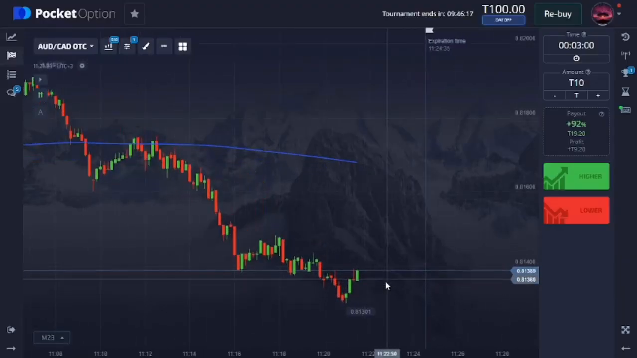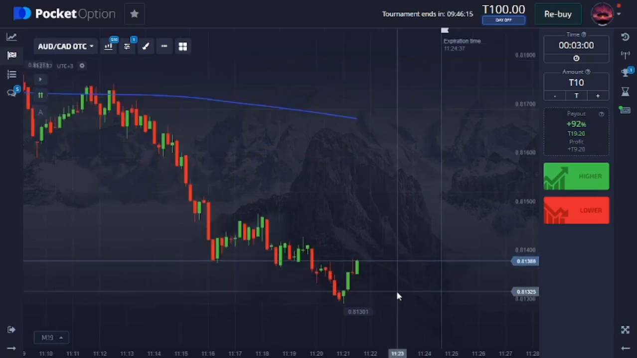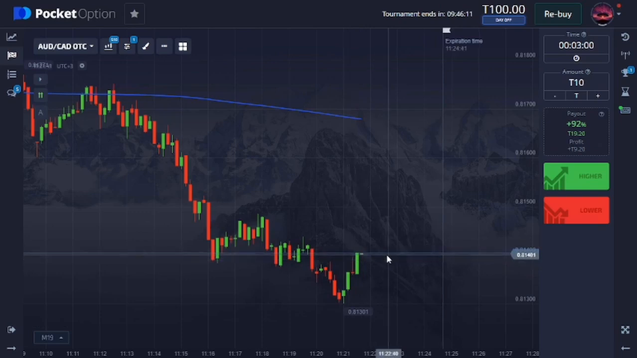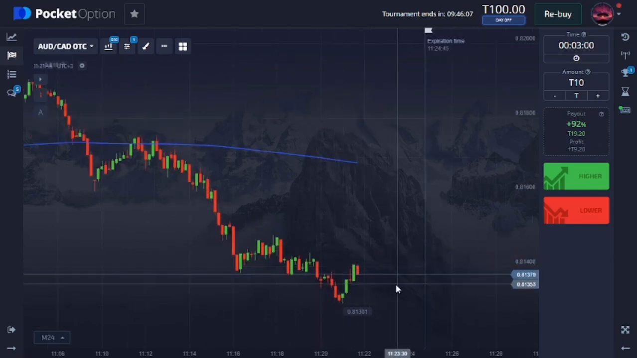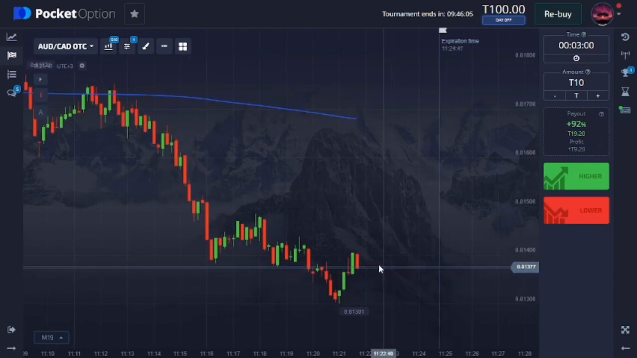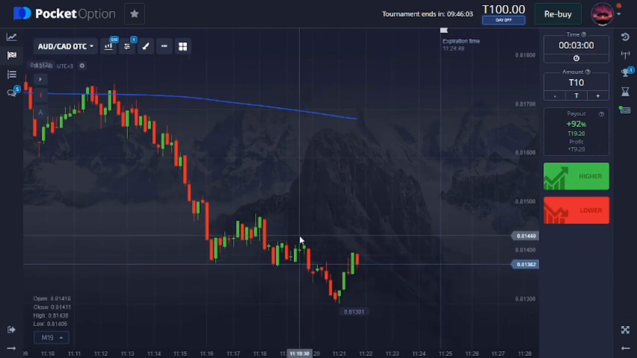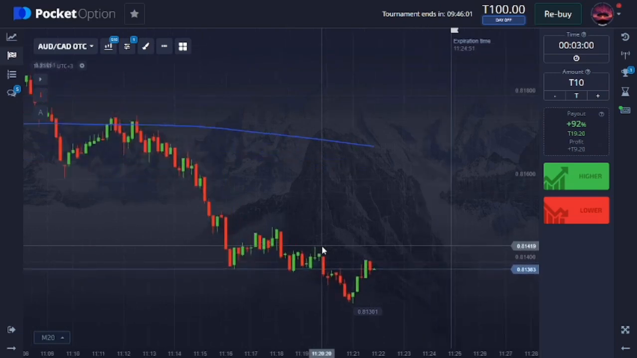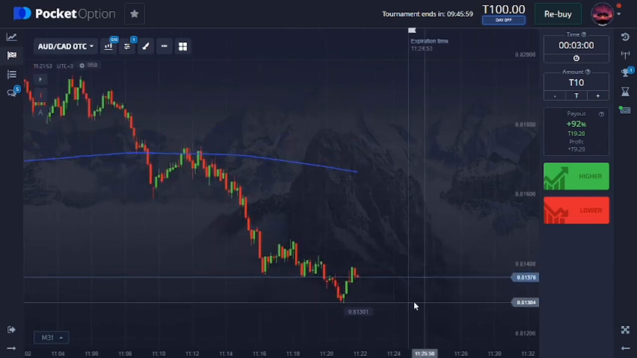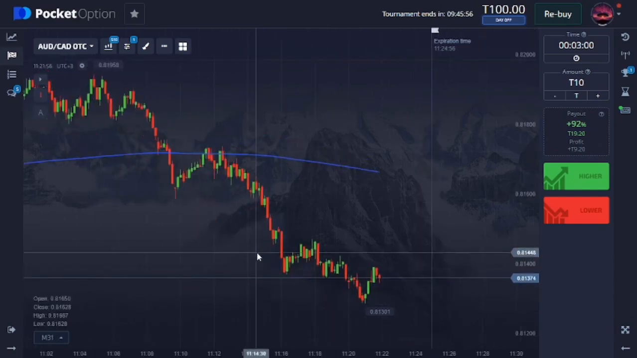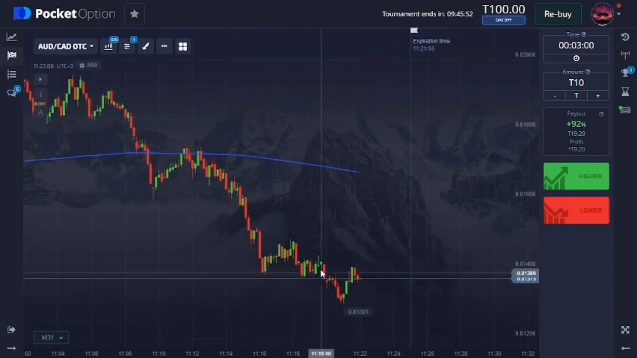So the first thing I want to see is I want the price to trade back up. This is enough, but if it takes this size, then it would be even greatly appreciated. It will be good.